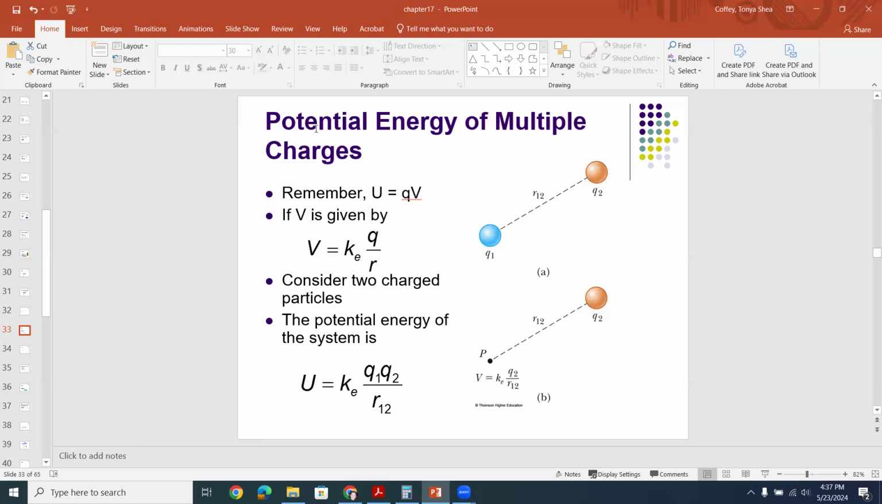So for example, if you have 2 charges in blue and orange here, and they're Q1 and Q2, then the potential energy for that system is U is equal to K times Q1 times Q2 over the distance in between the 2 charges, which they've called here R12. Okay, and that's because you multiply Q times V, and remember that the voltage for a point charge is KQ over R, so you're just adding an extra charge in there, and there's your potential energy equation. I hope that makes sense.